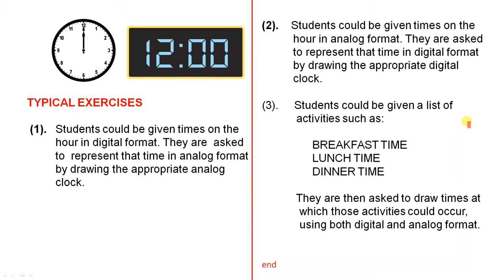And another interesting exercise, students could be given a list of activities such as breakfast time, lunch time, dinner time. They are then asked to draw times at which those activities could occur, using both digital and analog format. So this video has introduced students to digital time and analog time on the hour.